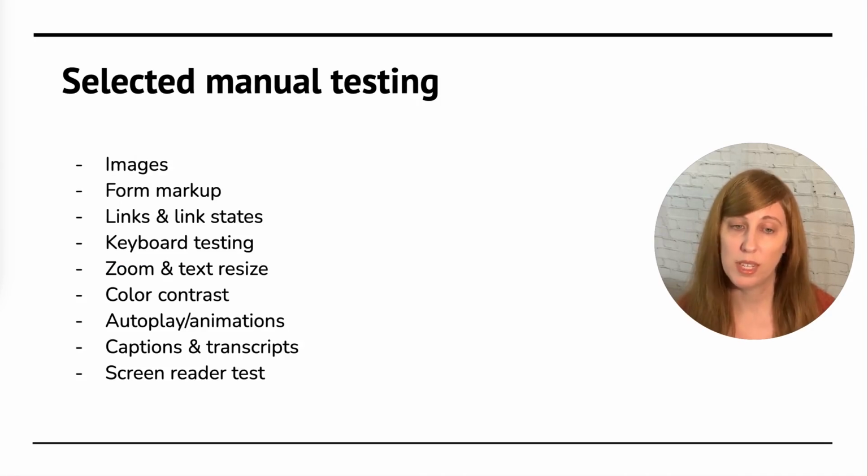During it, we test for images, form markup, links, and link state. We have 3 separate tests just for keyboard testing. We test on zoom, text, and resize, color contrast, autoplay and animations, captions and transcripts for video and audio, and we do screen reader testing. By following these manual steps, we're able to test for 90% or more of the actual issues on real web pages and the actual challenges that real people encounter when they try to use a website.